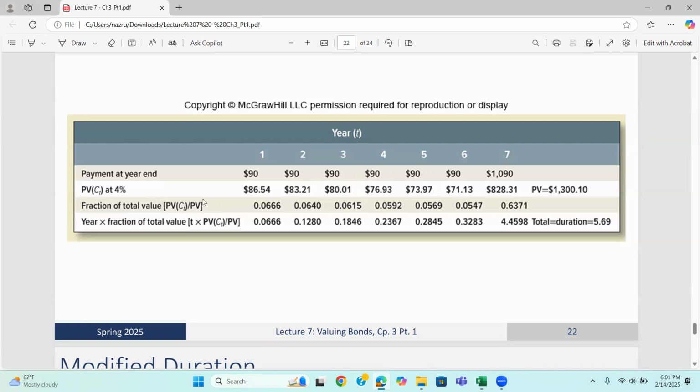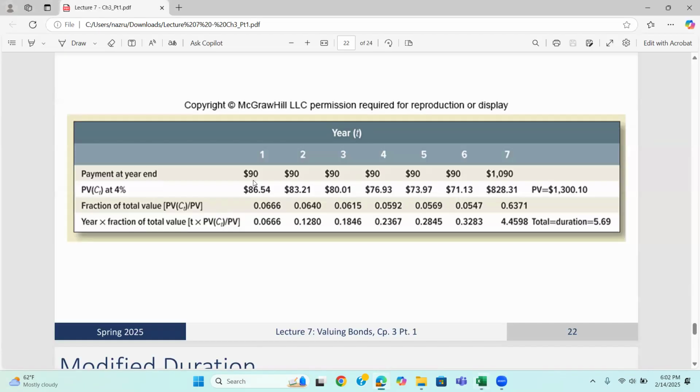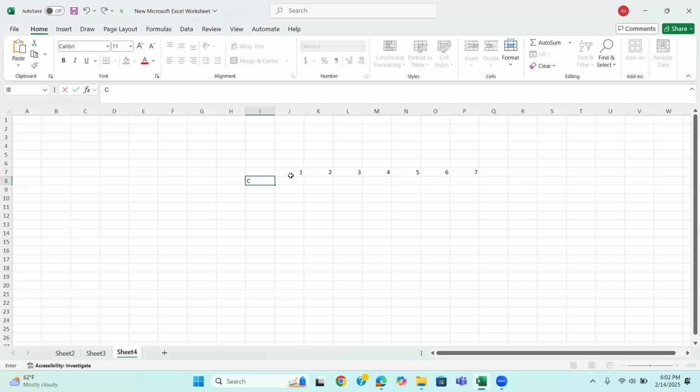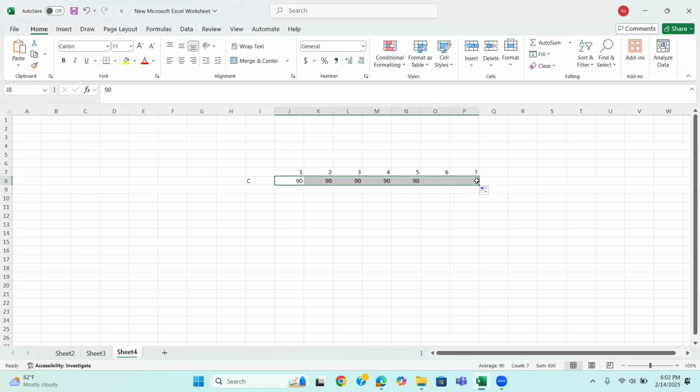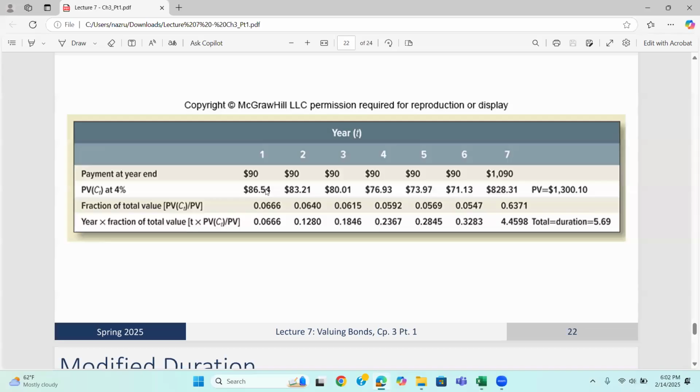All right. So let's solve this one. Say we write 1, 2, 3, 4, 5, 6, 7, right? There are 7 years. The coupon is 90, so this is 90 for all of the years. And this last year is basically 1090 because you have to pay the face value as well.